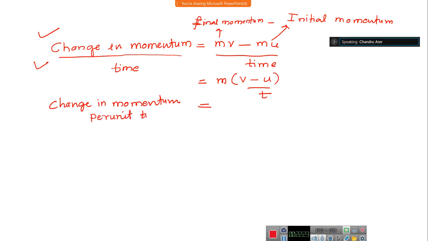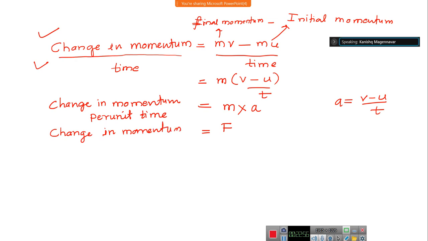Change in momentum per unit time is force. Mass into what? Acceleration. Acceleration is v minus u divided by t. That means m into a is nothing but force. Now force can also be defined as change in momentum per unit time. Now a very interesting thing I'll tell you here.